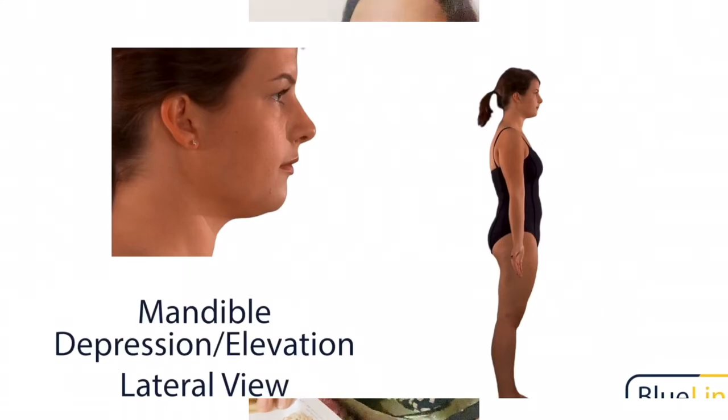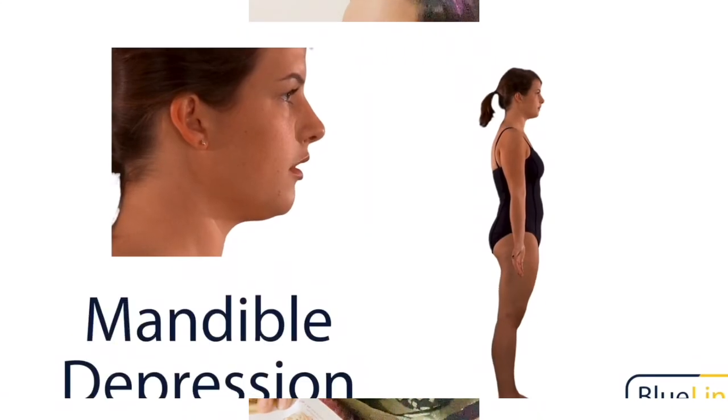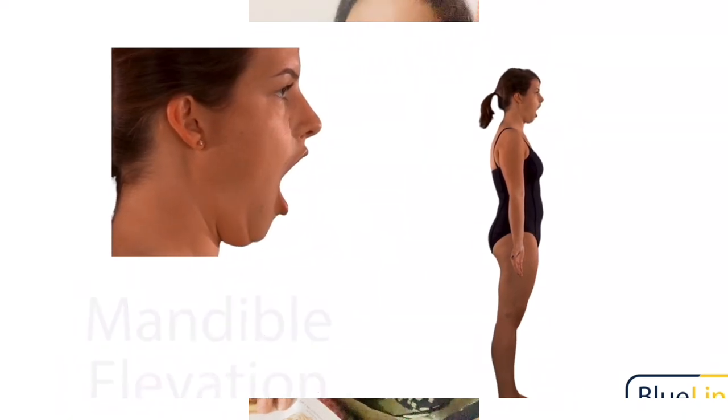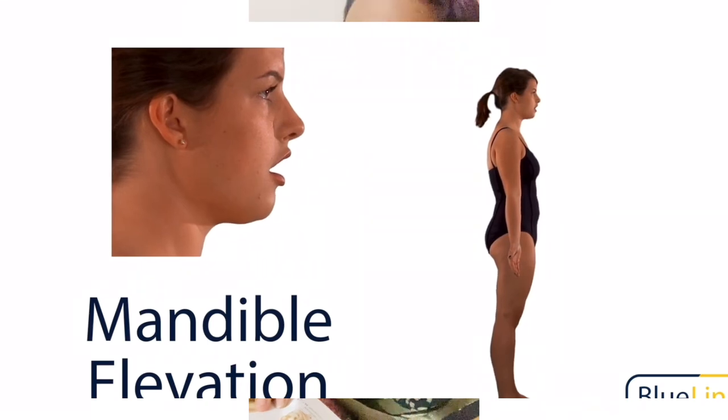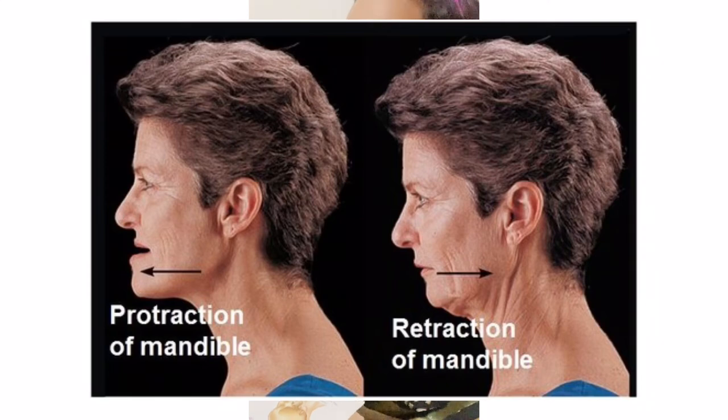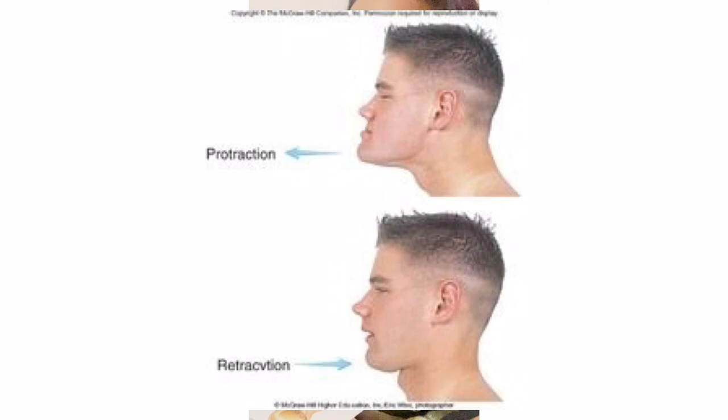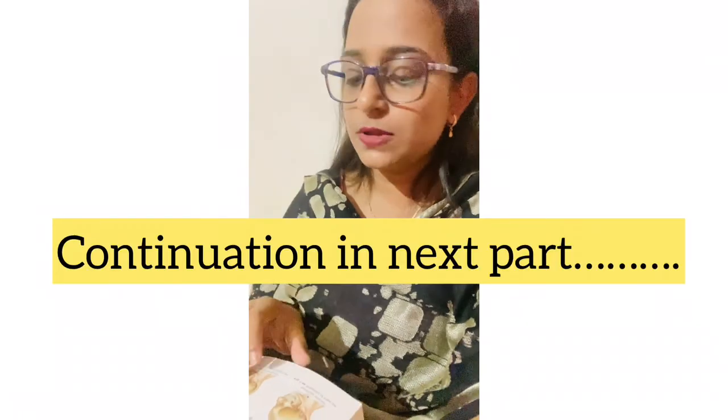I'll be loading the pictures in neck and trunk, lateral flexion of neck and trunk, opening the mouth, that is the mandibular depression, opening the mouth. Mandibular depression. Closure of mouth, it's a mandibular elevation. Okay, depression, elevation. Protraction of lower jaw. Protraction. Retraction means taking it back.